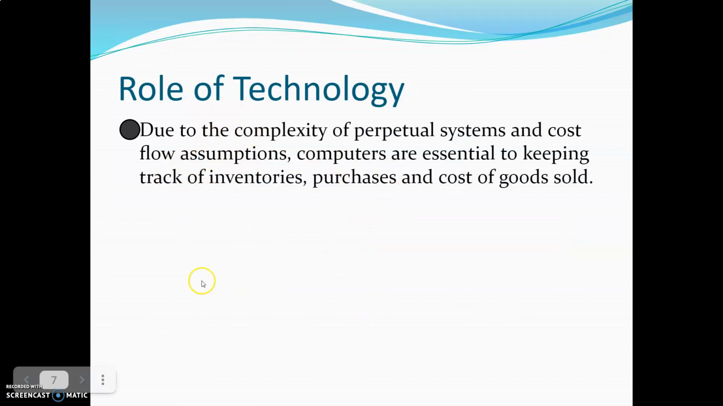Alright, so moving on, and this has been emphasized in the last three, which is the role of technology. Now, there's an awful lot of stuff going on there. In fact, there's probably even round-off errors along the way too. And due to the complexity of perpetual systems and cost flow assumption, computers are essential to keeping track of inventories. So the moment that you scan a barcode in, it updates the inventory, says, okay, this was sold, and somewhere along the line, some items are purchased, and it will update the average cost or how many units are available and which ones came first.